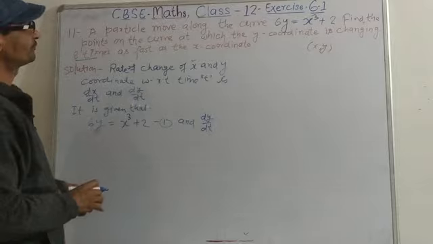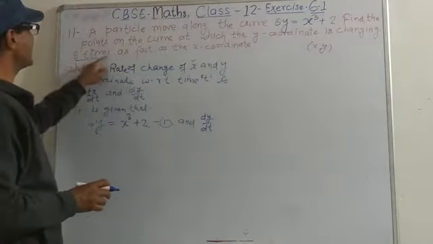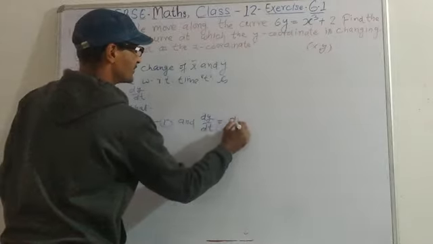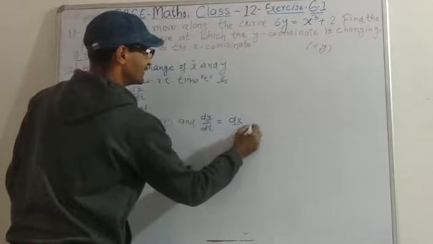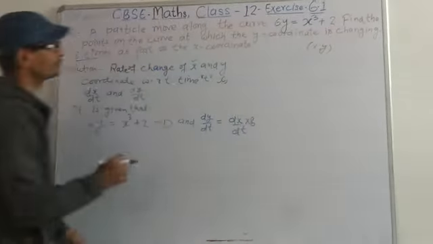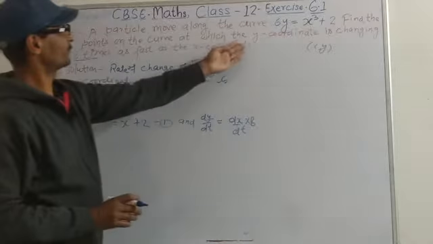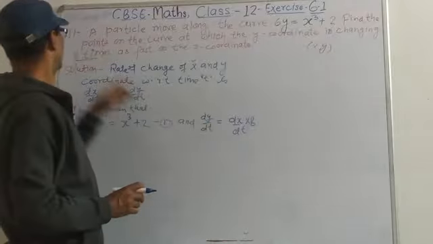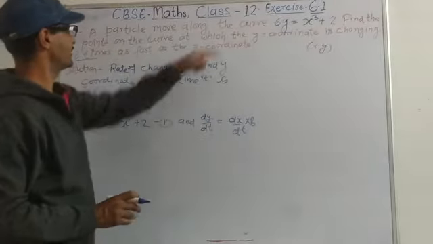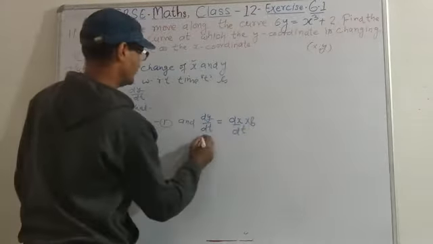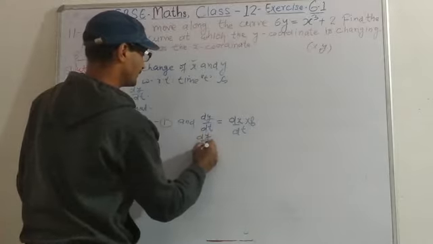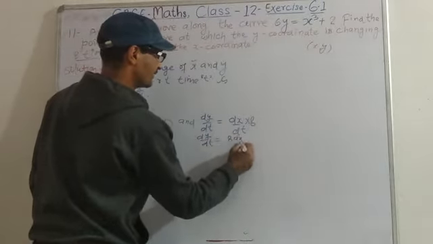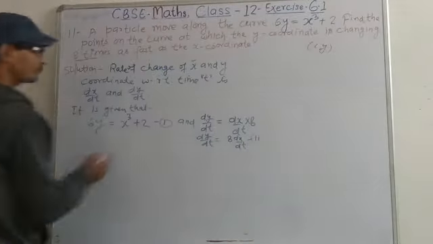Look carefully: it is changing 8 times as fast as the x coordinate. The rate of change of the x coordinate is dx/dt, so this will be 8 dx/dt, because it is clearly mentioned that the y coordinate's rate of change dy/dt is 8 times as fast as the x coordinate. So dy/dt = 8 dx/dt. Call it equation 2.